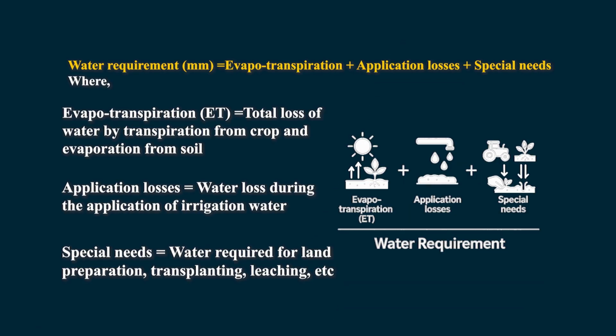Viewers, the formula for water requirement is expressed as: water requirement is equal to evapotranspiration plus application losses plus special needs, where evapotranspiration or ET is equal to total loss of water by transpiration from crop and evaporation from soil. Application losses is equal to water loss during the application of irrigation water. Special needs is equal to water required for land preparation, transplanting, leaching, etc.